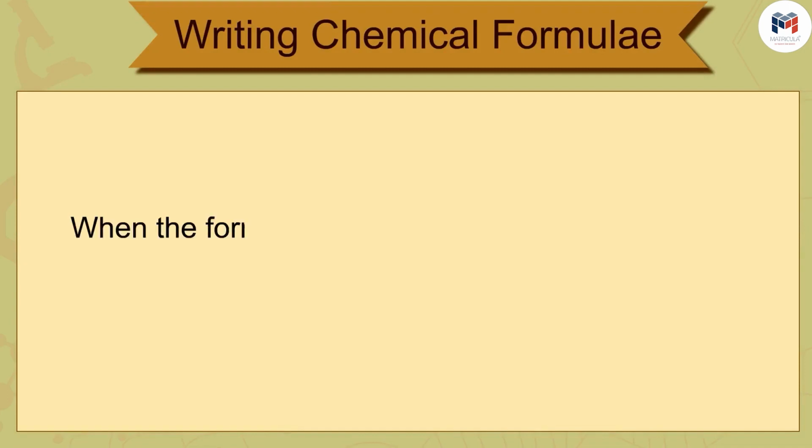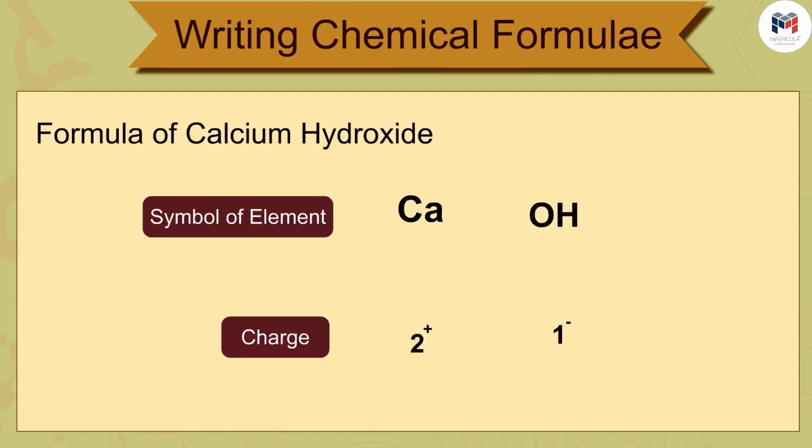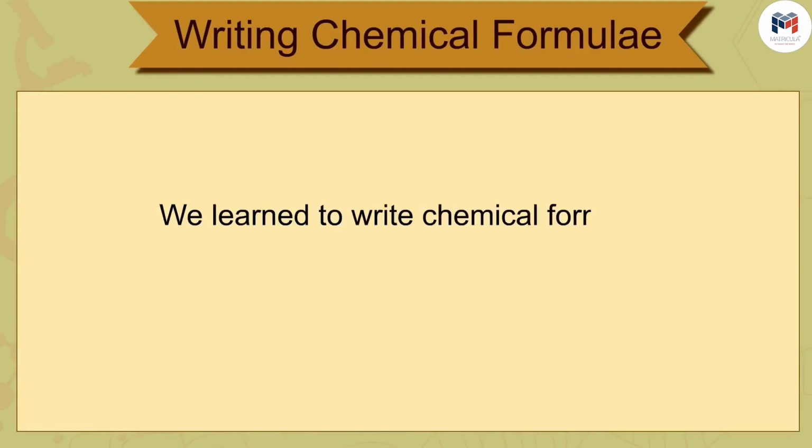When the formula contains 2 or more ions of the same ion, we use brackets for them. For example, the formula for calcium hydroxide is Ca(OH)2 and not CaOH2. Here, the bracket around OH with a subscript 2 indicates that there are 2 hydroxyl OH groups joined to one calcium atom. In this video, we learned to write chemical formulae.